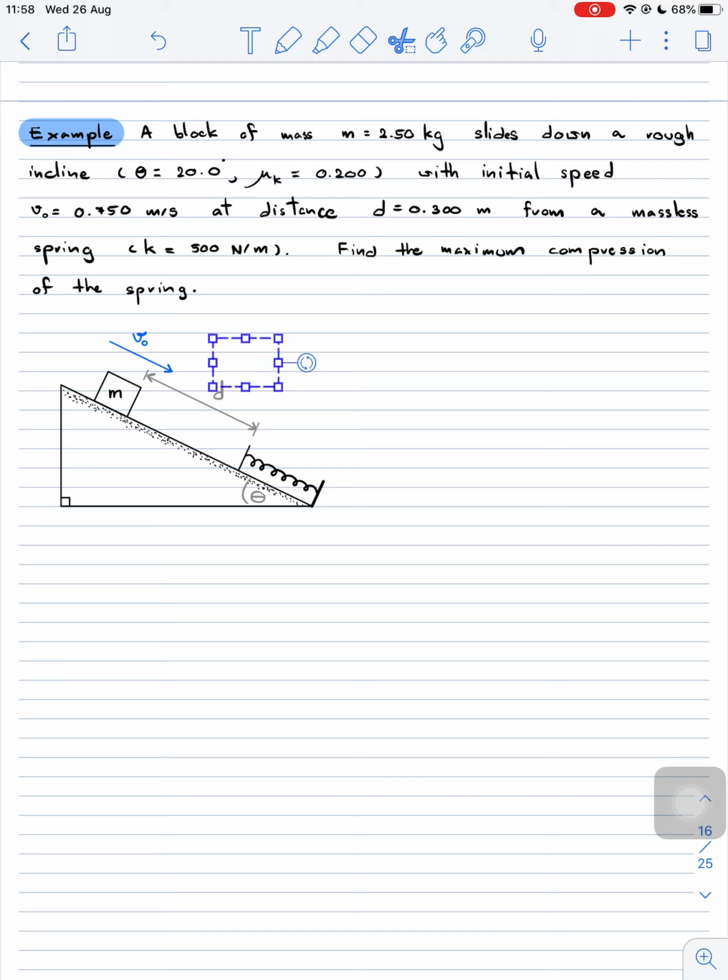from the magnetic spring. So we have the magnetic spring here with k equal to this value. Now we just want to find the maximum compression of the spring.